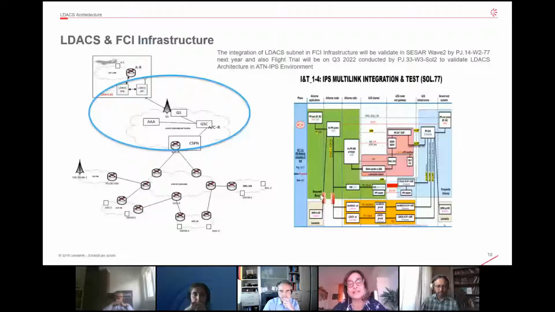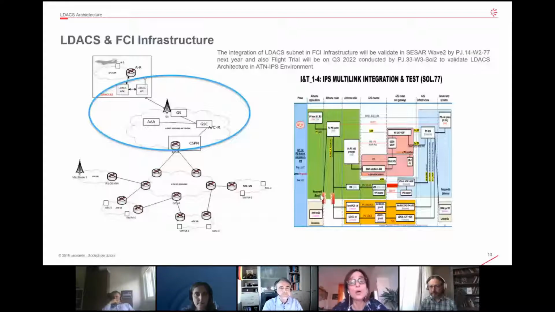The LDACS architecture is designed to be integrated in the new FCI infrastructure, and during the SESAR Wave 2 phase it will also be validated in the LDACS infrastructure in the FCI environment by Solution 77.